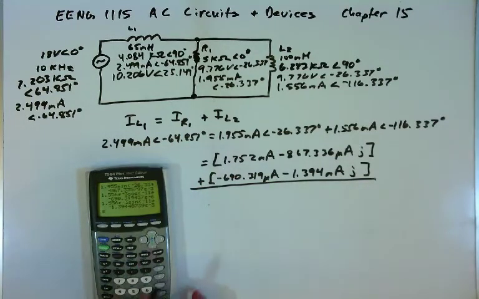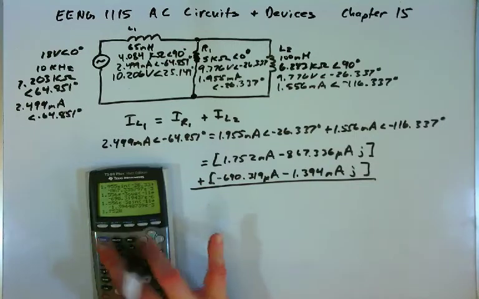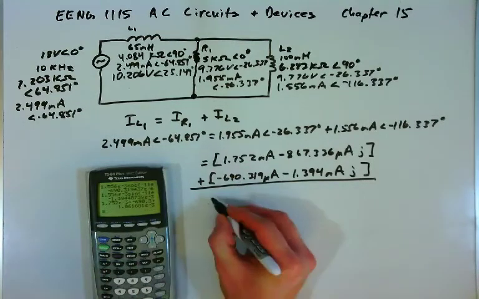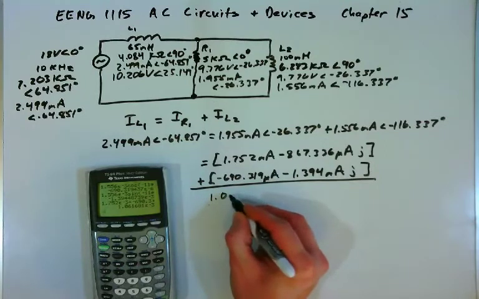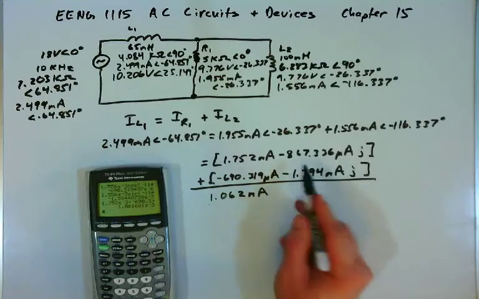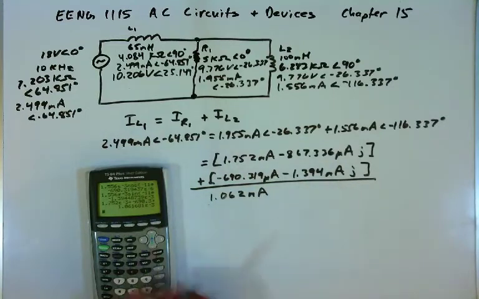We have 1.752 milli, and we'll be adding to that a negative 690.319 micro. So when we add the x components together, we get 1.062 milliamps. And now we'll add these together, the y components.